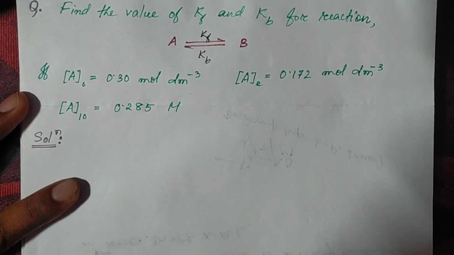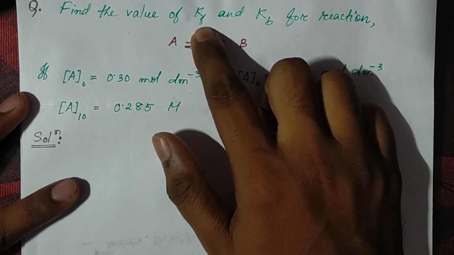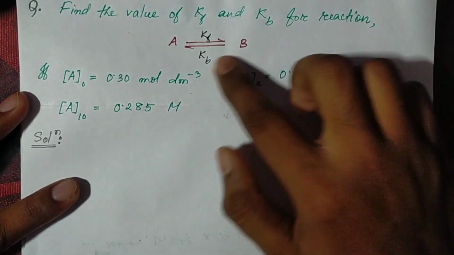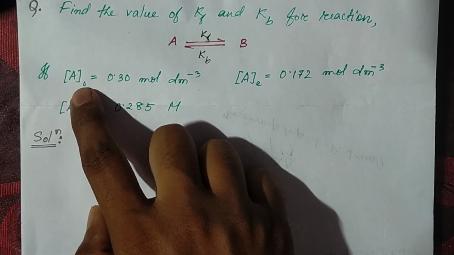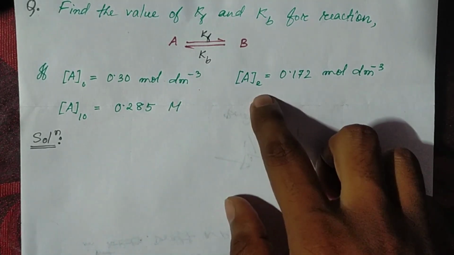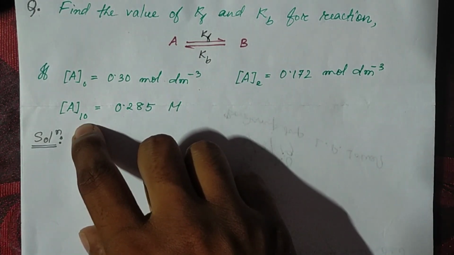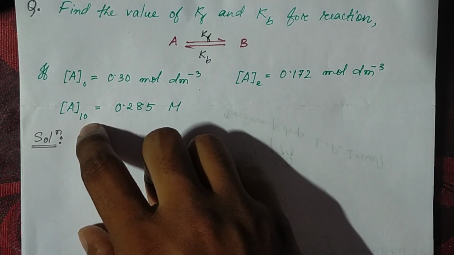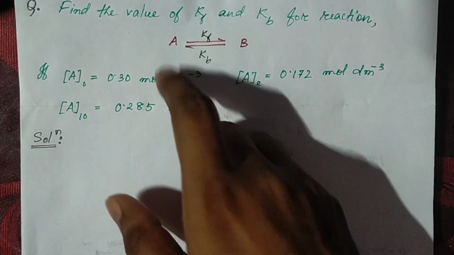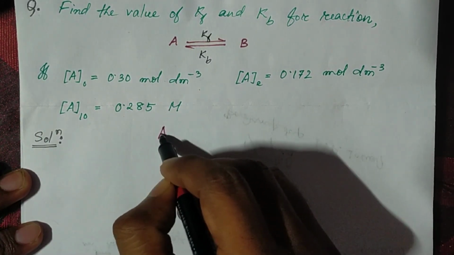Now for better understanding of all of this, let's solve a problem. In this question, it is saying to find out the value of the rate constant for the forward direction and the rate constant for the backward direction. This is the reaction, and this data is given. Concentration of reactant at the initial state, this is the concentration. This is the concentration of the reactant when the reaction is in equilibrium state, and this is 10, that means time. When time is 10 seconds, then at that moment the concentration of reactant is this one.